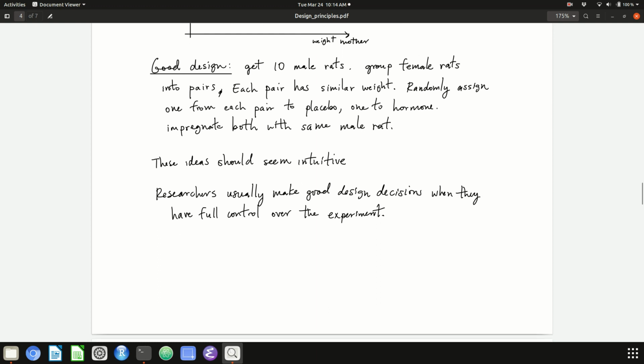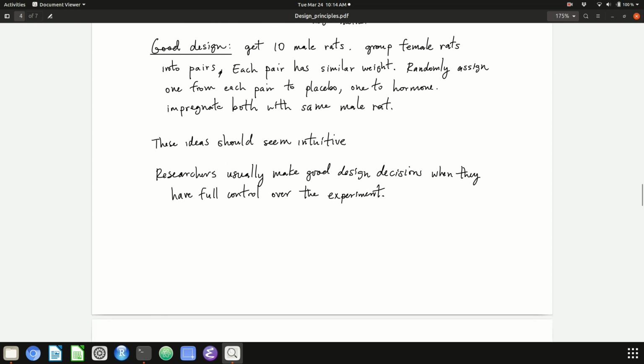What's a better design? A good design would be to get 10 male rats and group the female rats into pairs, where each pair of female rats has a similar weight. And then we randomly assign 1 female rat from each pair to the placebo and 1 to the hormone. And then impregnate both of these 2 rats with the same male rat and then use a different male rat on the next pair, so on and so forth.